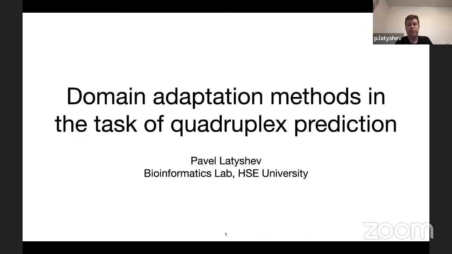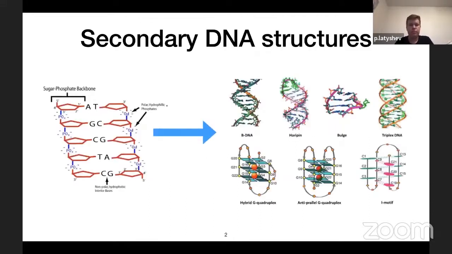Hello, my name is Pavel Latushev. I would like to talk about domain adaptation methods in the task of quadruplex prediction. My colleague Nazar told about secondary DNA structures, so I think there is no need to talk about them again. But one of the possible secondary DNA structures is the G-quadruplex.